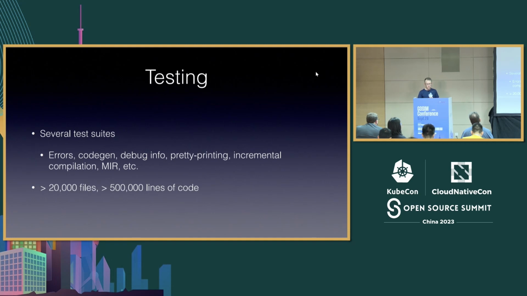So a couple of other things. When it comes to testing, there are several test suites in the compiler. They cover a variety of functionality, errors, code generation, debug info, and so on. There are more than 20,000 test files and actually over 500,000 lines of code. I was quite surprised when I measured this. It was more than I expected. You might remember, we had 600,000 lines of code for the compiler itself, and then we have 500,000 lines worth of tests.